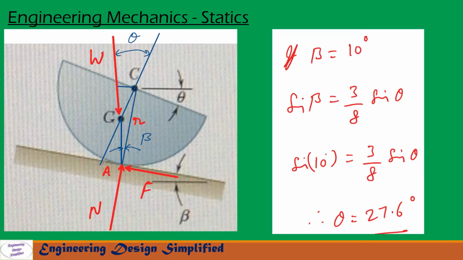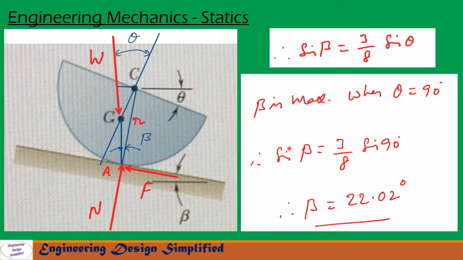In the previous slide we derived the equation for equilibrium. Now let us see the first portion of the problem. If beta equals 10 degrees, let us substitute it into the equation sin beta equals 3/8 sin theta. From this we get theta equal to 27.6 degrees. So if beta equals 10 degrees, then theta will be 27.6 degrees.